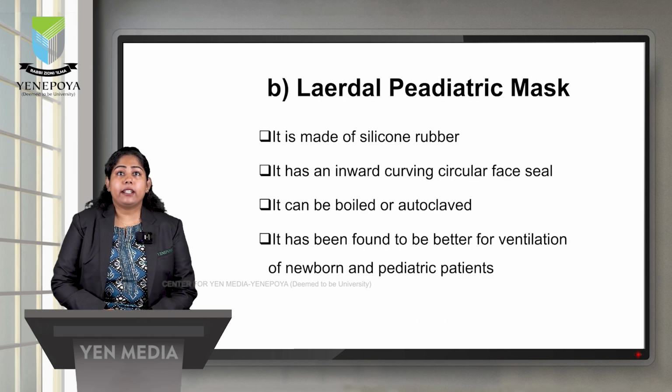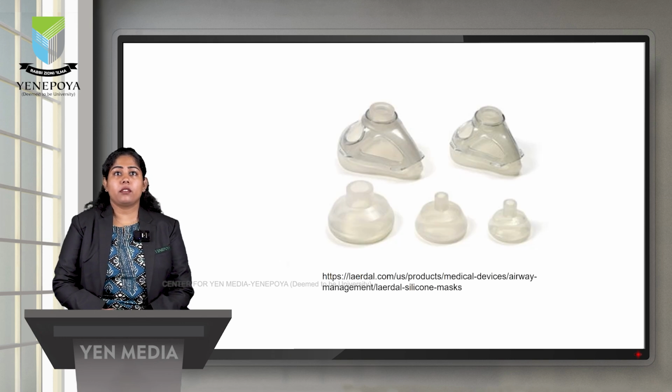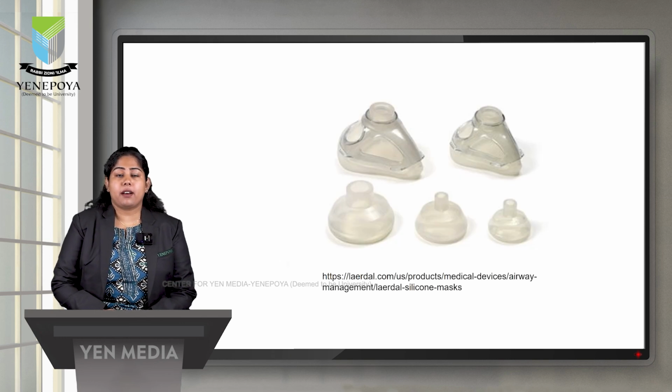Next one is Laerdal Pediatric Mask. It is made of silicone rubber. It has an inward curving circular face seal. It can be boiled or autoclaved. It has been found to be better for ventilation of newborn and for pediatric patients. This is the Laerdal Pediatric Mask.